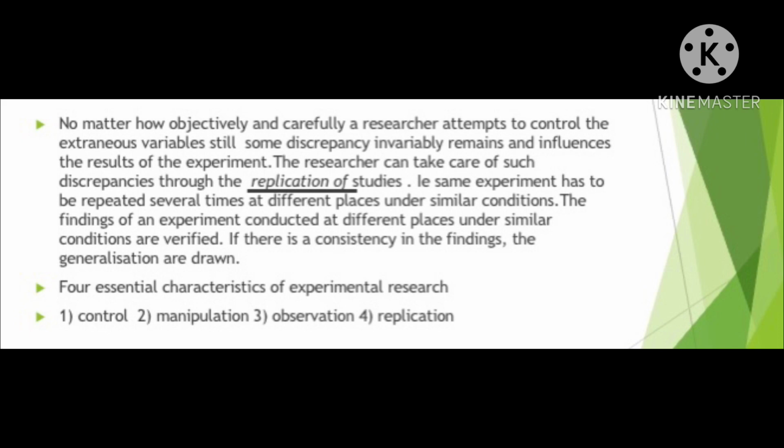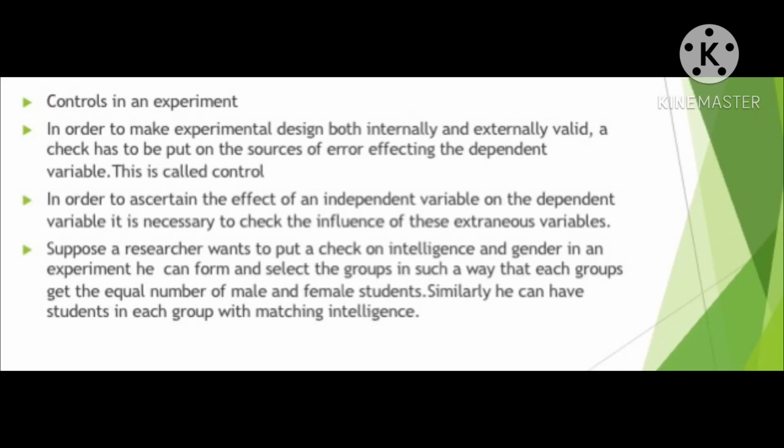Four essential characteristics of experimental research are control. We are keeping control, and then we are doing the manipulation of the independent variable, and we are observing the dependent variable, and we are repeating the experiment, that is replication. All these four terms are very much involved in the process of experimental research.